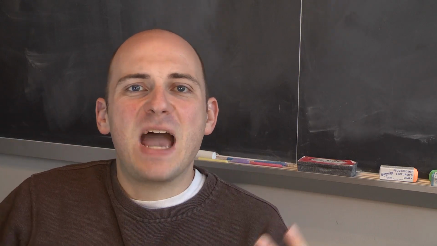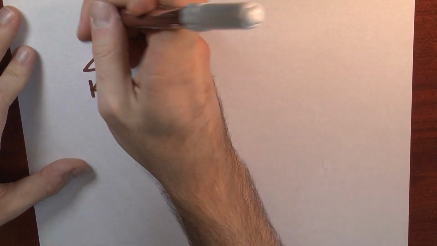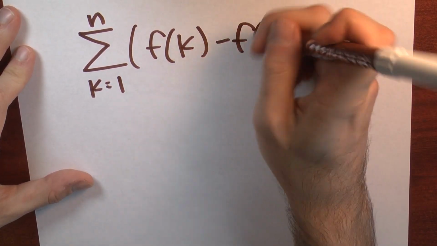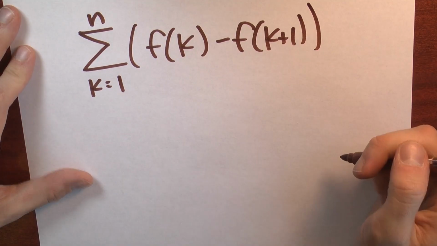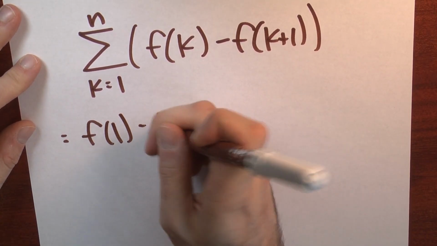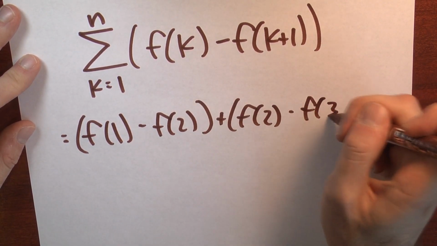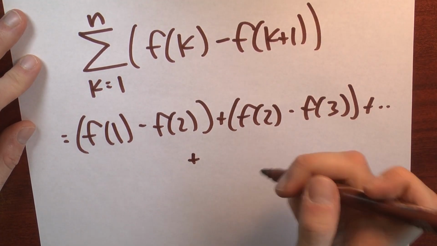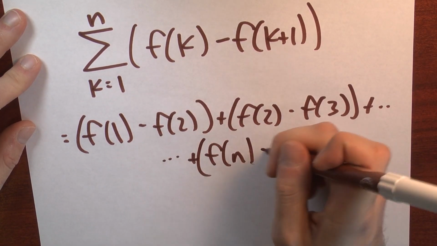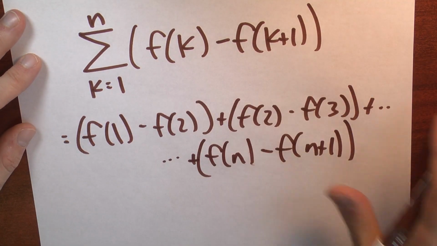Let's formulate this as a general trick. Suppose that I want to take a sum, k goes from 1 to n, of some function evaluated at k minus the same function evaluated at k plus 1. Then this is what? Well, it's f of 1 minus f of 2, plus f of 2 minus f of 3, and so on until finally I get to the last term when k equals n. It's f of n minus f of n plus 1.